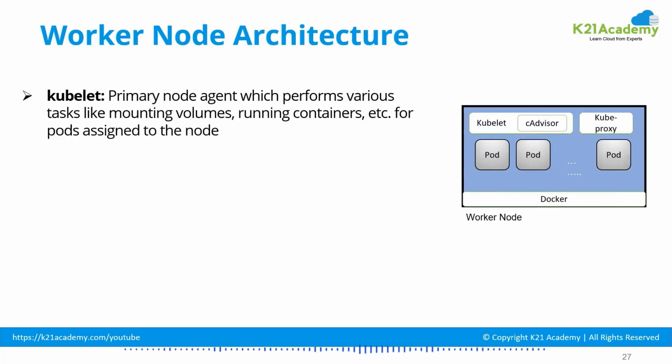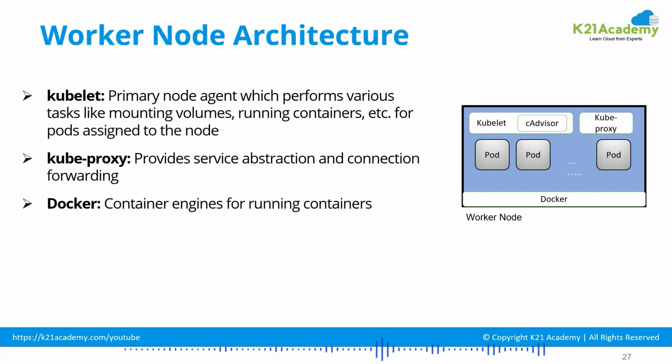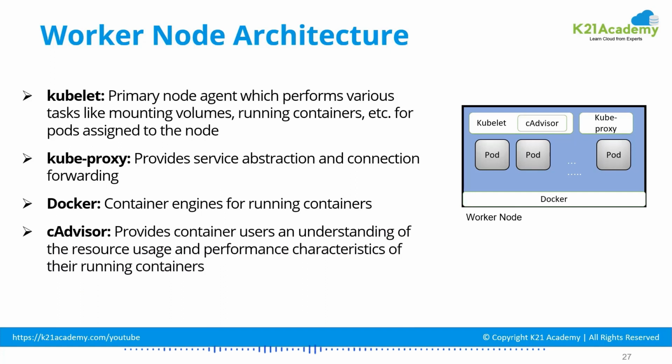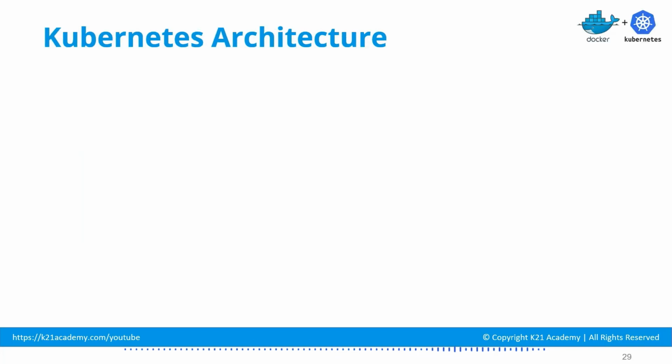Then on the worker node, as we said, you have kubelets acting as the agent for performing various tasks like mounting the volume, running the containers, assigning the pod to a node, and so on. Kube proxy is the connection forwarding: a client will send a request to kube proxy and it forwards it to the appropriate pods. Docker is the container runtime engine on which your application runs as a pod. cAdvisor provides the metrics of how much is being used and how much is available for these containers. So this is in a nutshell about the architecture.